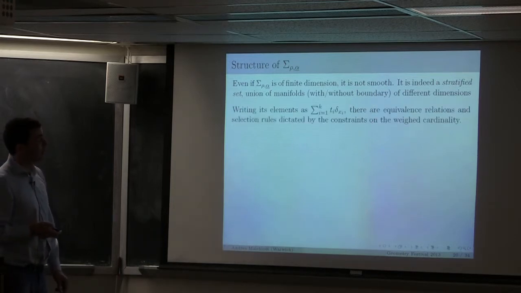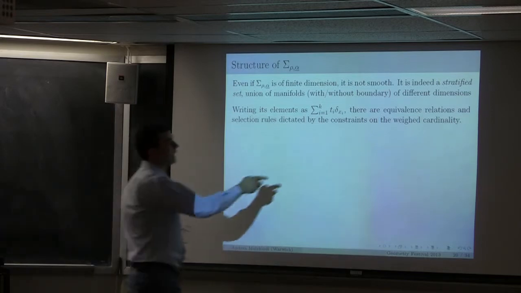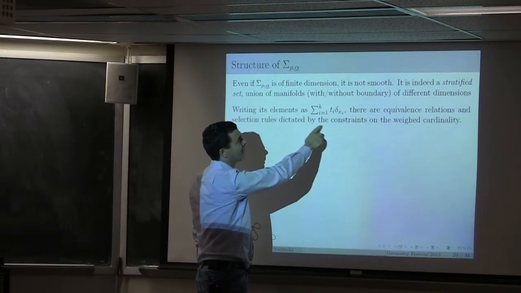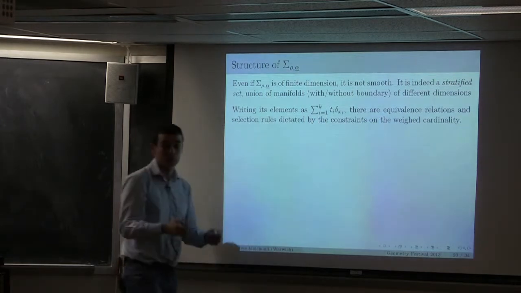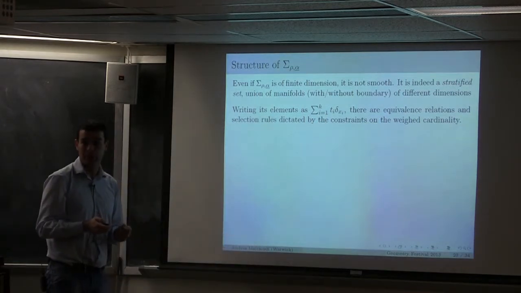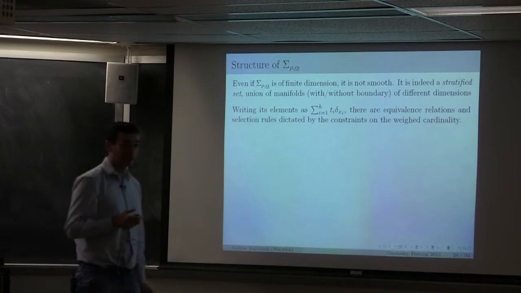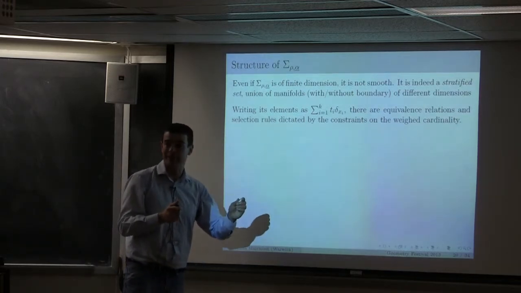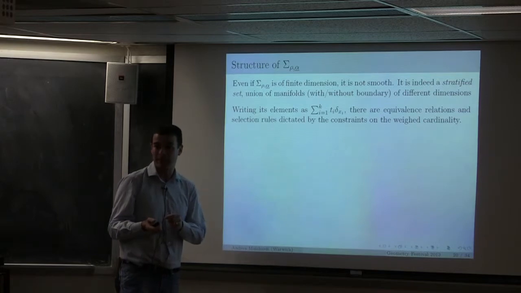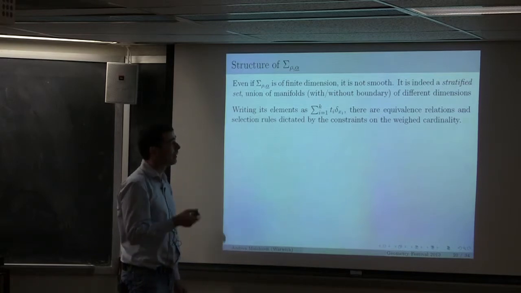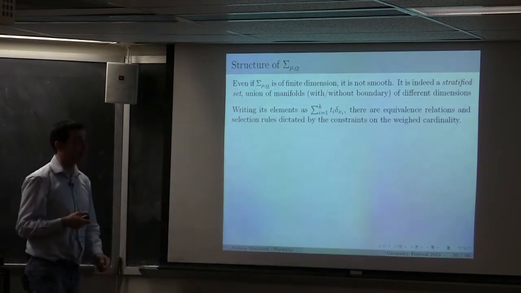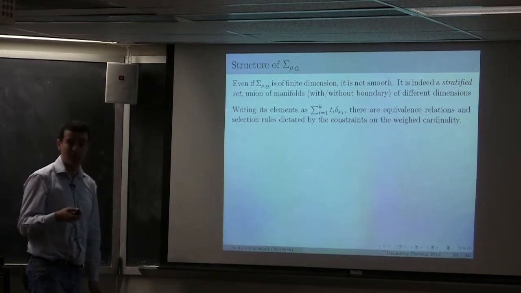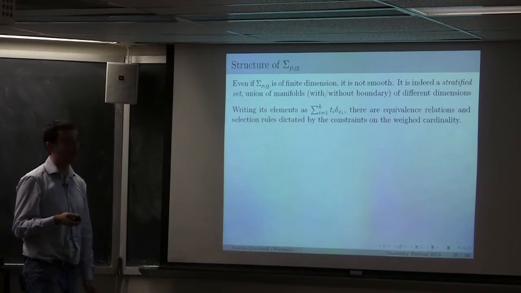And the problem is, you can write down elements of this set Σ_{ρ,α} in this way, so they seem to depend smoothly on parameters. But there are, first of all, equivalence relations, because different combinations of this type can represent the same element. And also there are rules dictated by the weighted cardinality. We want the sum of the weighted cardinalities to be less than ρ.